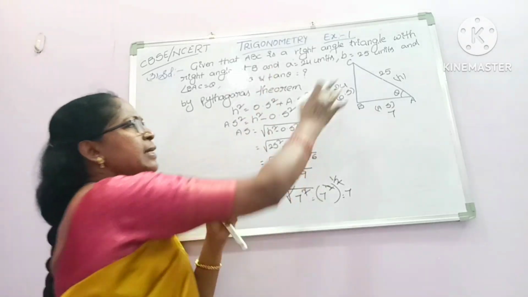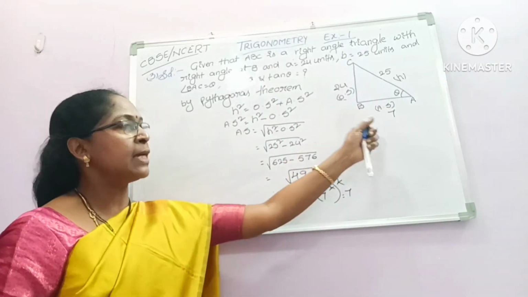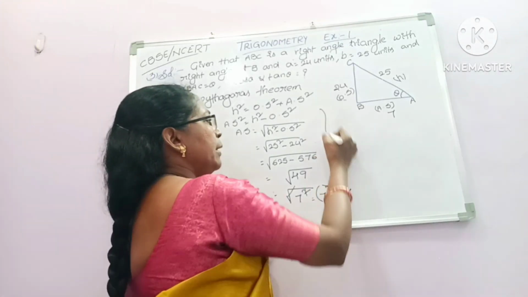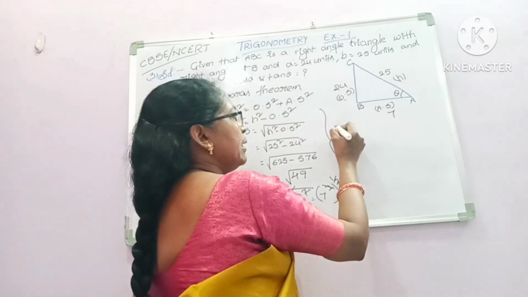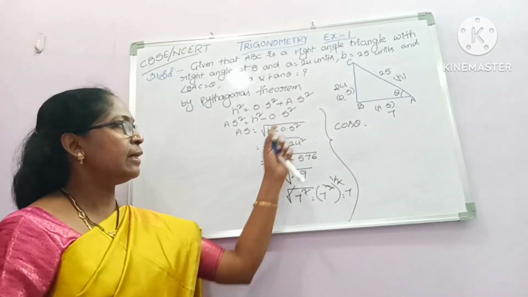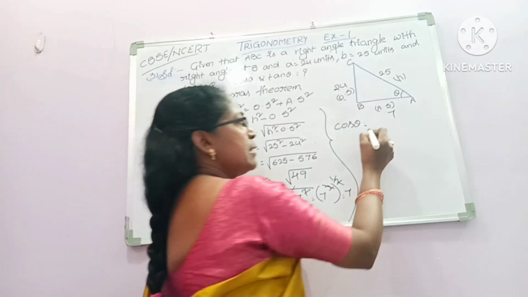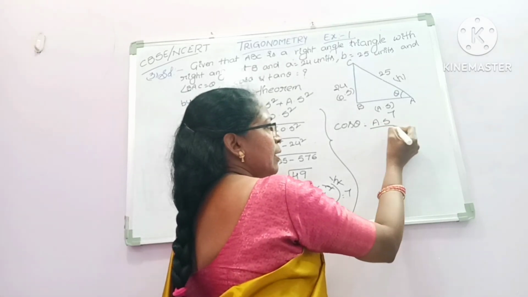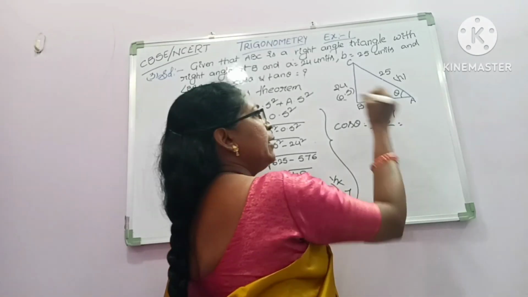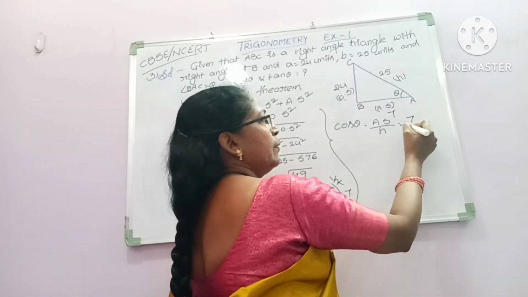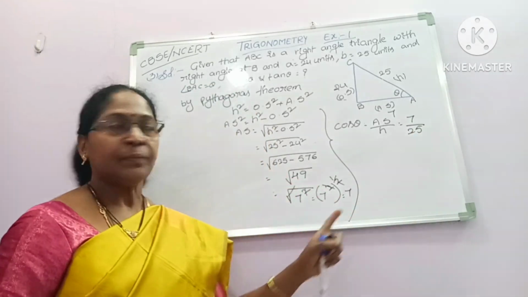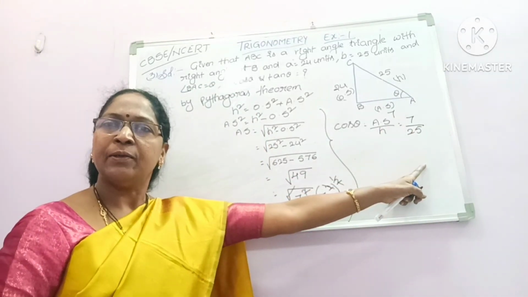Next, what do you have to find? First you have to find out the unknown side value. Later, whatever is required, those values you can find out easily. So first one is cos theta. Cos theta equal to, what's the formula? Adjacent side by hypotenuse. Adjacent side equal how much? Here 7. By hypotenuse equal how much? 25. So cos theta equal to 7 by 25.